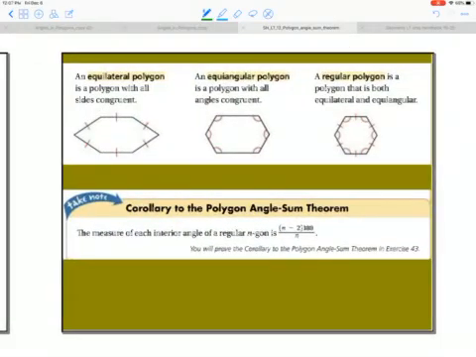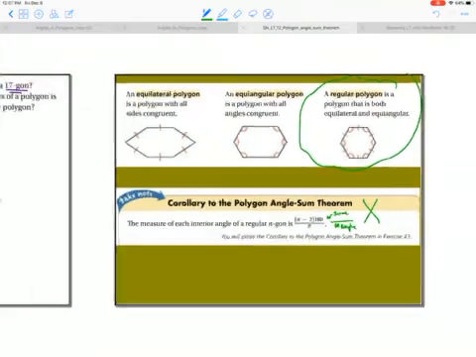This one, we know equilateral and equiangular. Equilateral means all sides congruent. Equiangular, all angles congruent. But a regular polygon means all sides and all angles congruent. This corollary of the polygon angle sum theorem is not necessary to write in the handbook because it stems from logic. You basically are taking the sum of all the angles and dividing by the number of angles. And because it's logical, we don't need to add it.